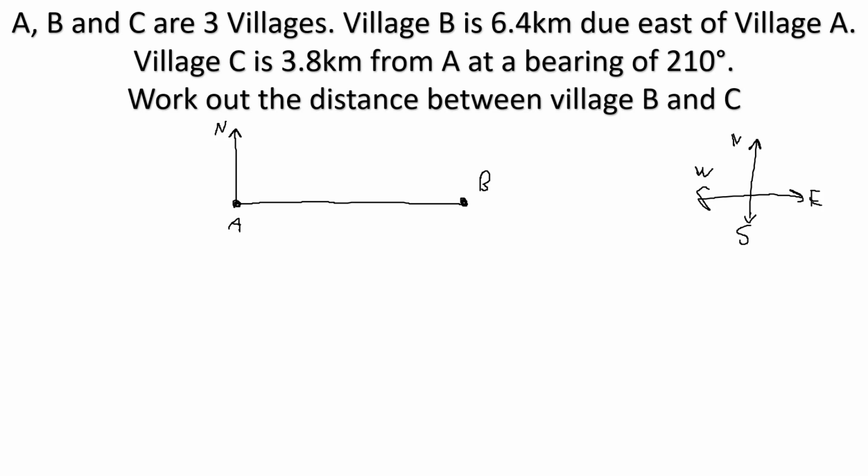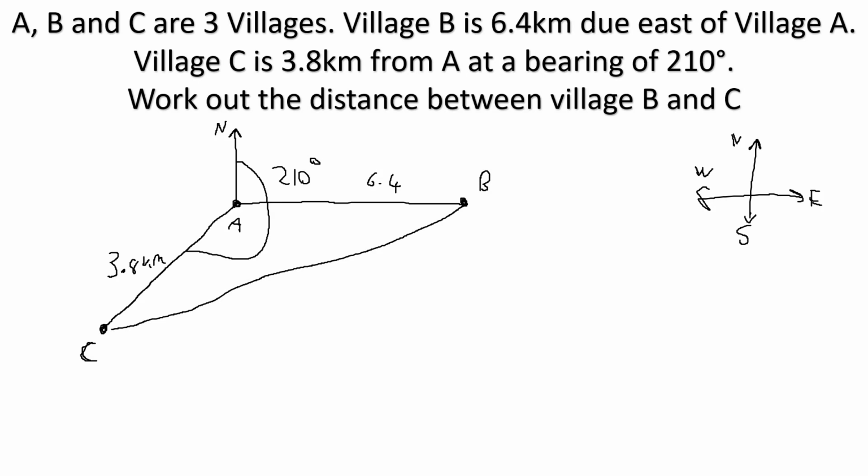Village C, on the other hand, we're going to measure an angle like so, that's 210 degrees, and then we're going to draw a line and label it 3.8 kilometers. We're also going to label this one 6.4, and this is C. Okay? If we connect them together, this is what we're looking for, C to B. Now, how are we going to find what C to B is?